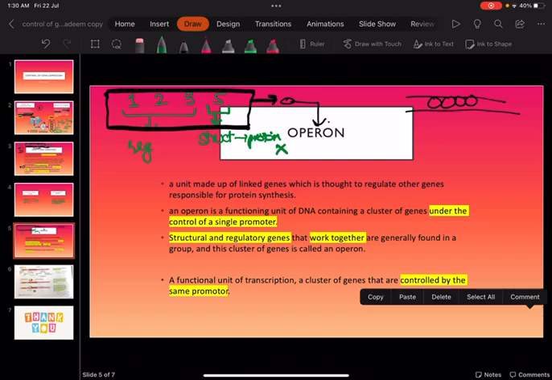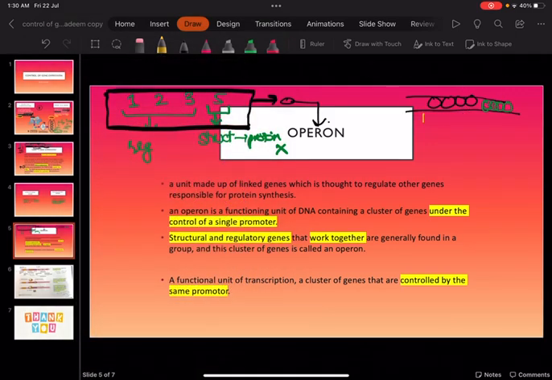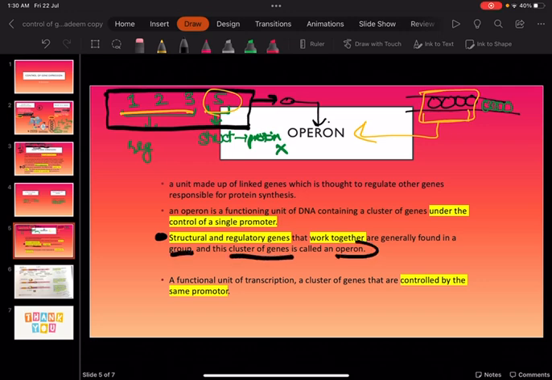And then apart from that I have some other genes, like another set of genes, right? So this specific structure within the chromosome is called the operon, that consists of the regulatory genes 1, 2, 3 and the structural gene 5, right? So you can have a look over here. Using this definition, structural and regulatory genes that work together are generally found in a group, and this cluster of genes is called an operon. I hope that you understand it.